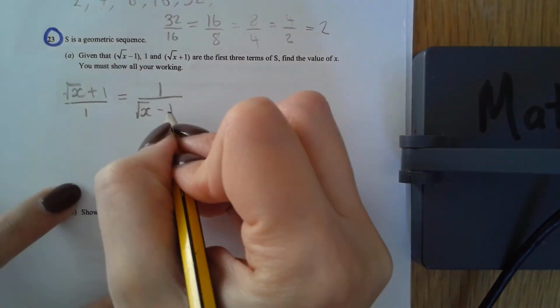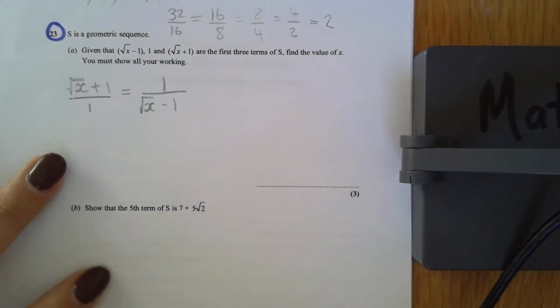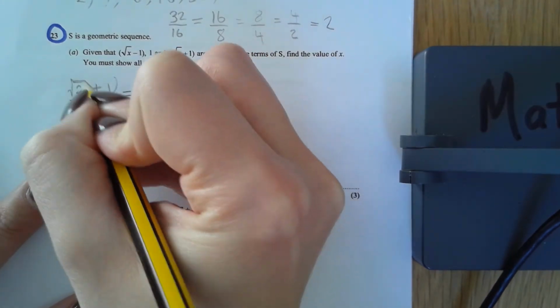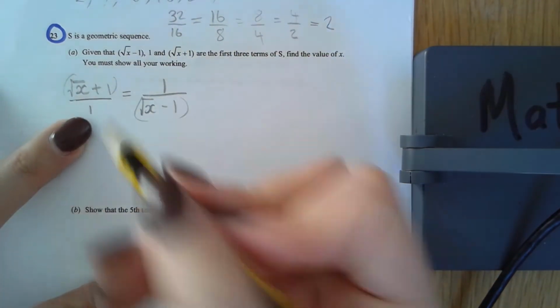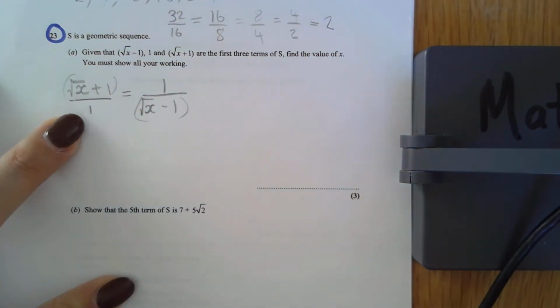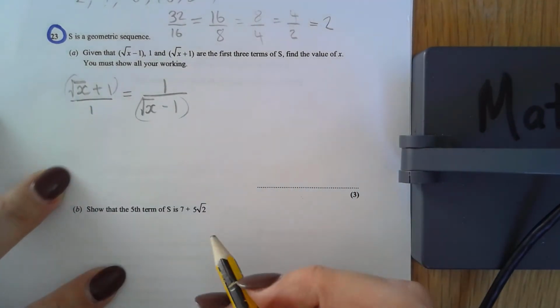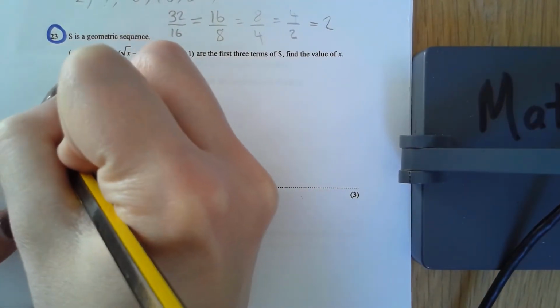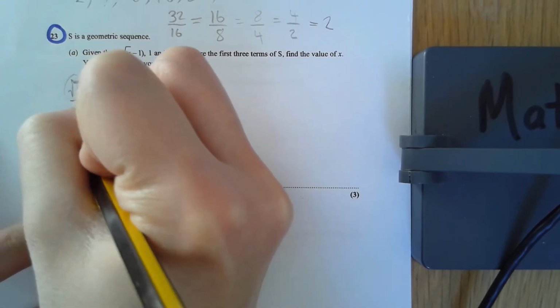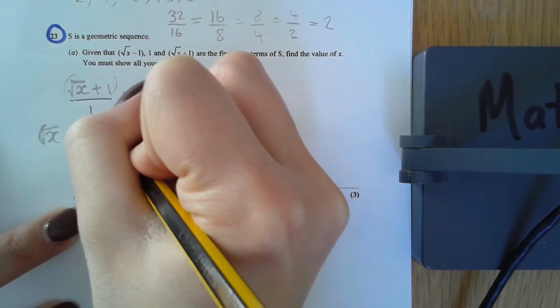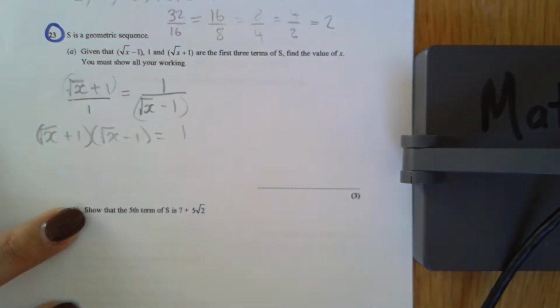Okay, so I'm then going to solve to find x. I'm going to put these in brackets. I don't really need to multiply up by 1 because it will stay the same. And then I'm going to multiply up by root x take 1. So I've got root x add 1, multiplied by root x take 1, equals 1.